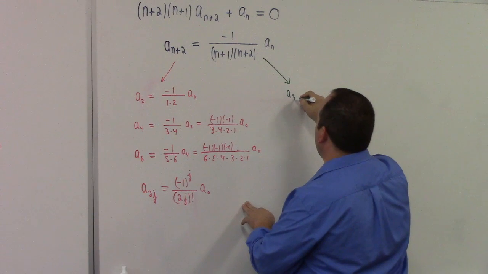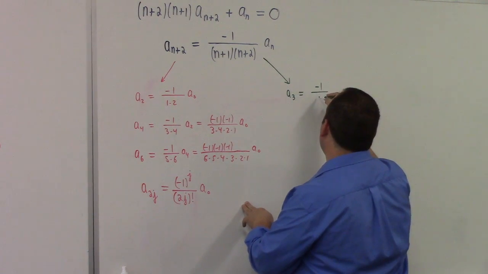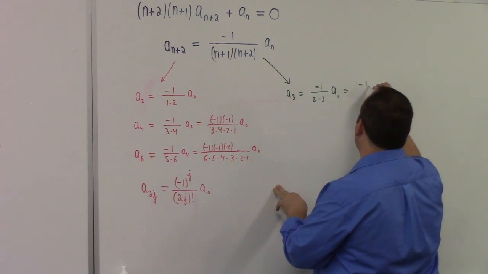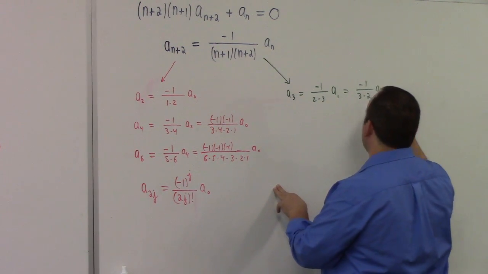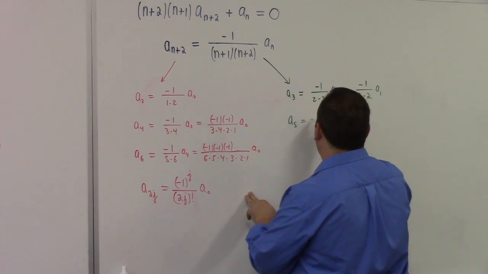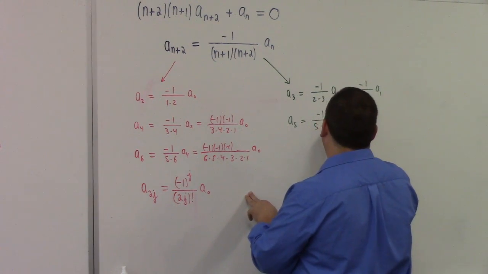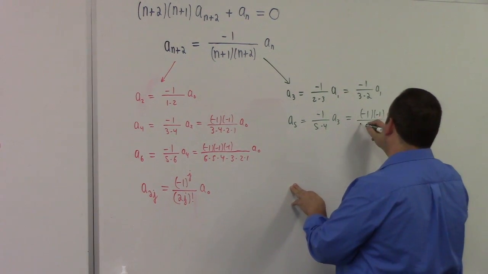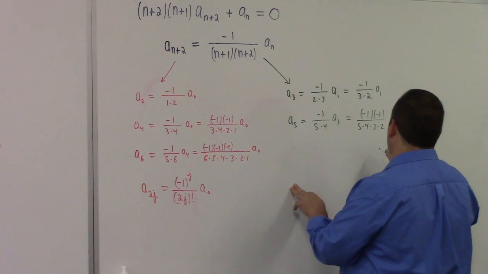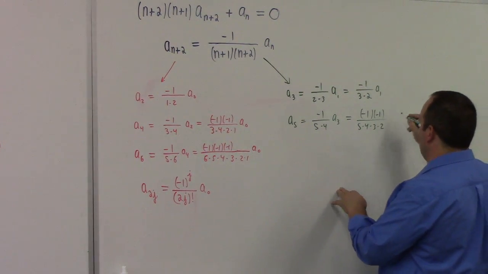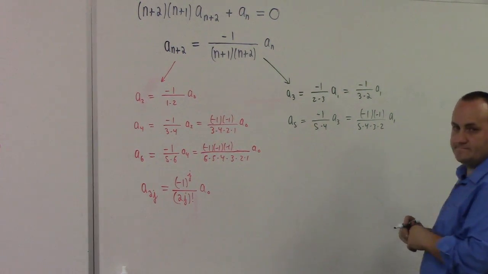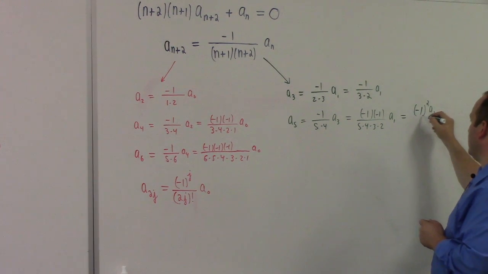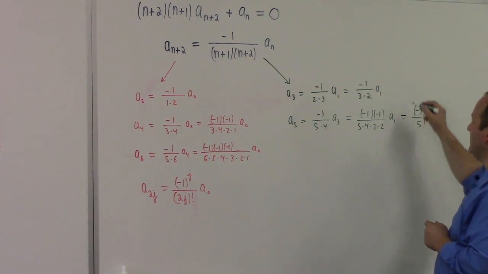I notice a sub 3 is minus 1 over 2 times 3, a sub 1. Or, if you like, minus 1 over 3 times 2, a sub 1. Then a sub 5 is minus 1 over 5 times 4, a sub 3, which is minus 1 times minus 1 over 5 times 4 times 3 times 2, a sub 1. You can throw in a 1 there if you want, but I'll leave it.